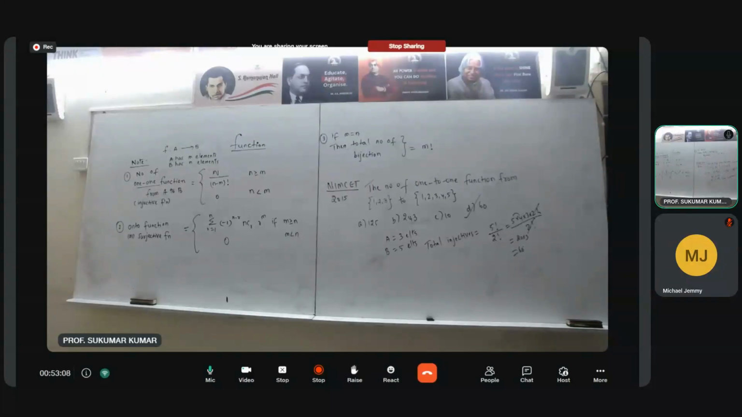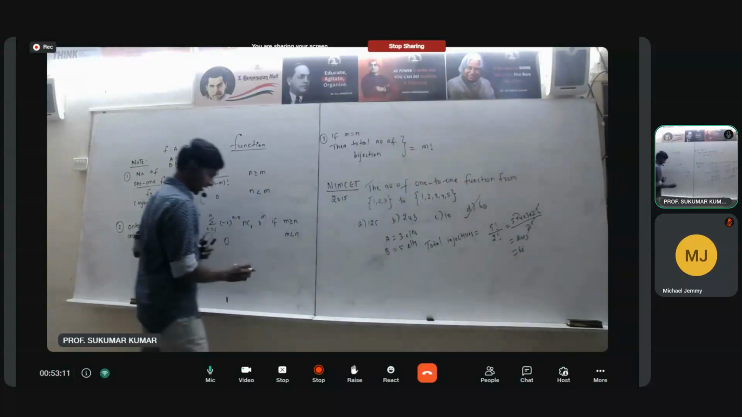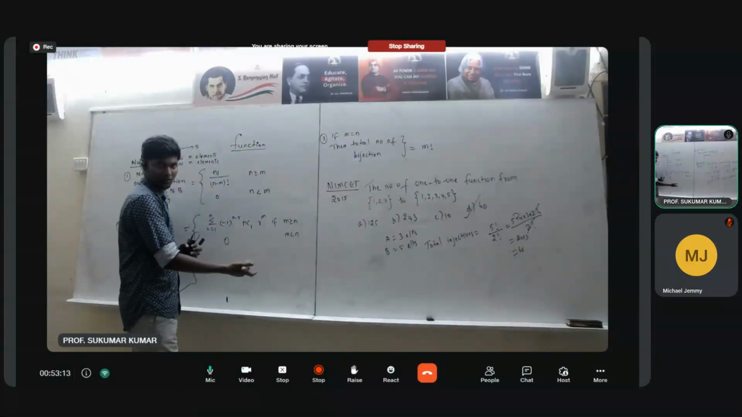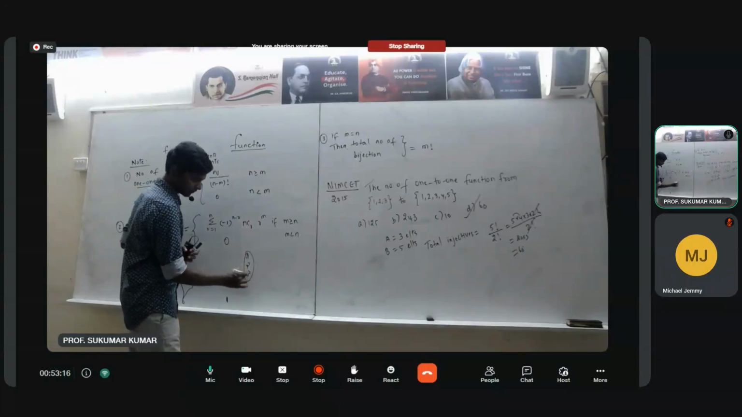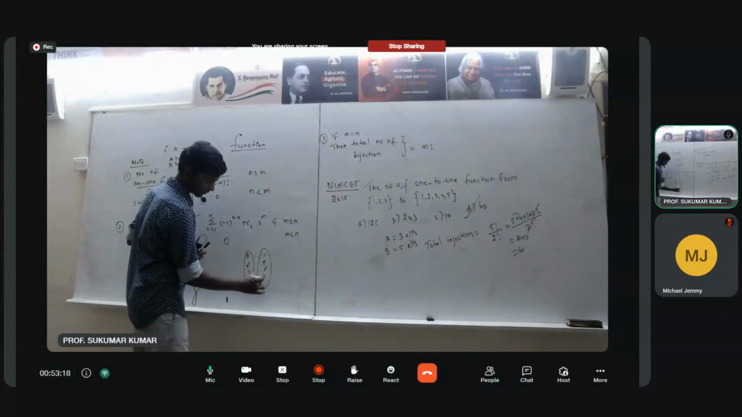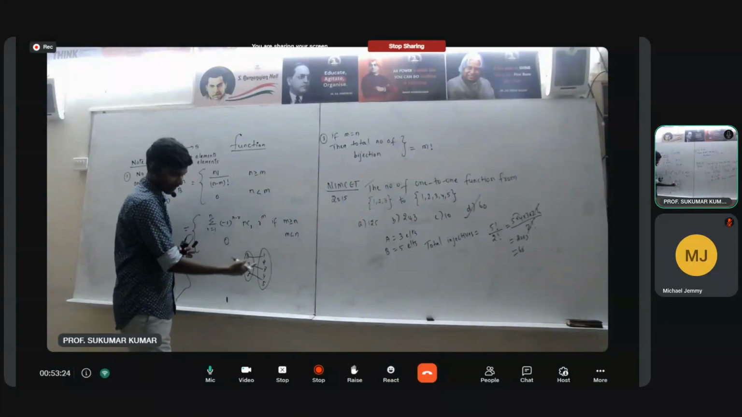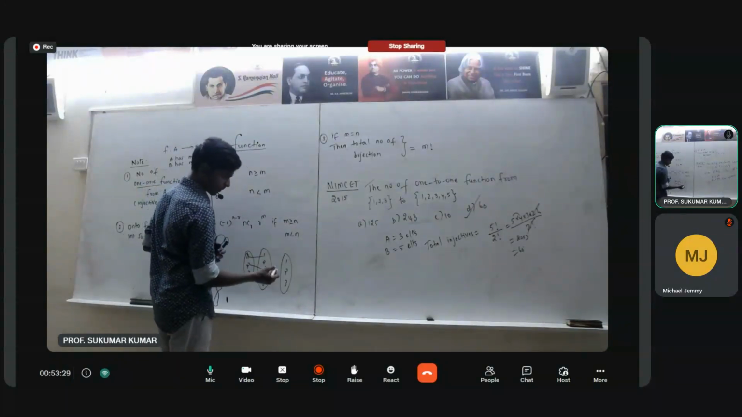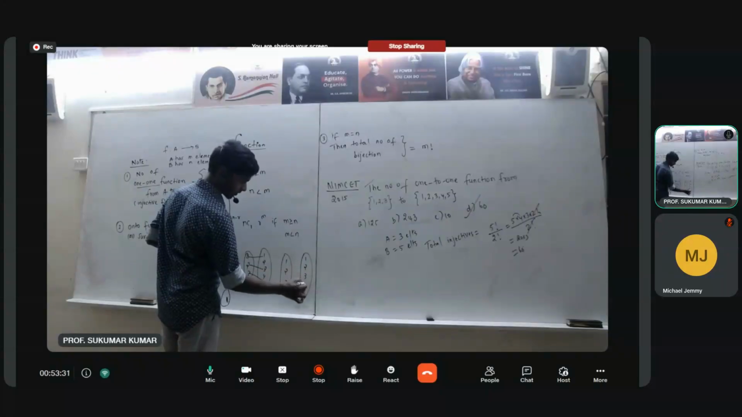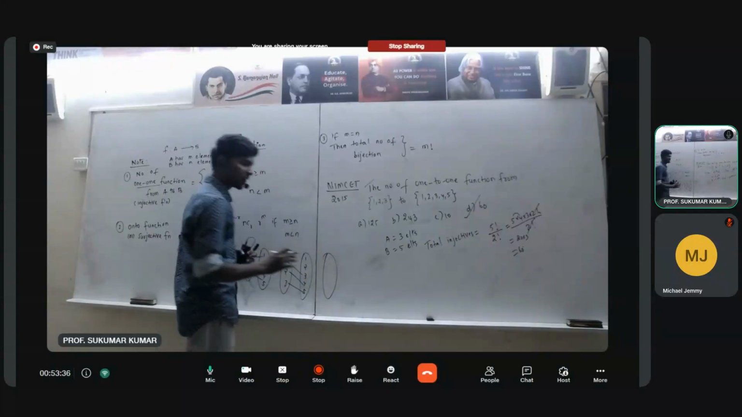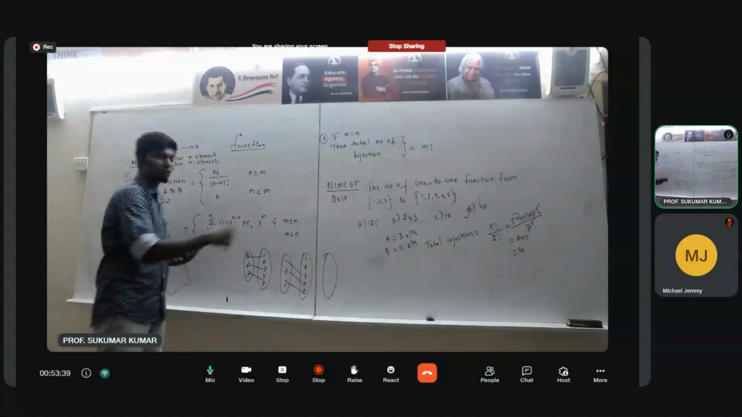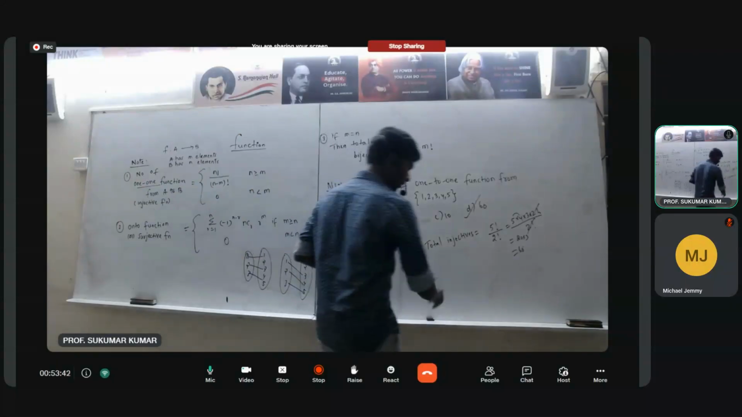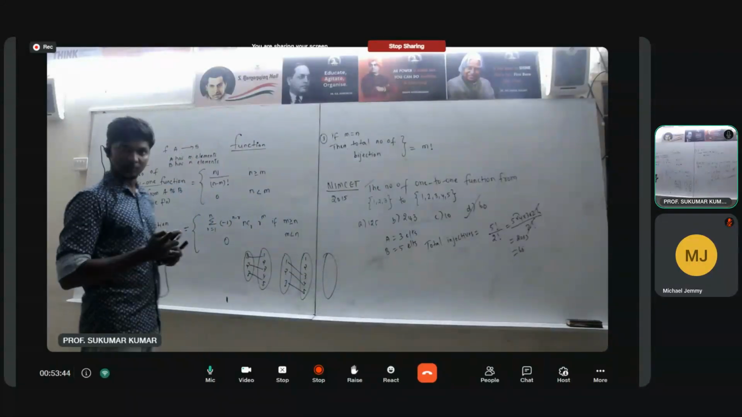See, for your convenience, maybe I'll do 6 or 7. 1, 2, 3. Maybe 1, it has a unique image. Exactly. So like that, 60 combinations you'll get, and all these are one-one functions.